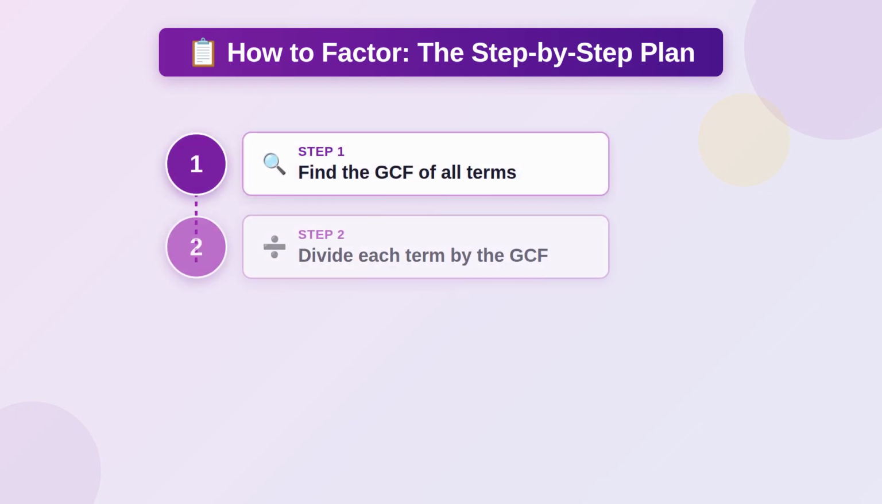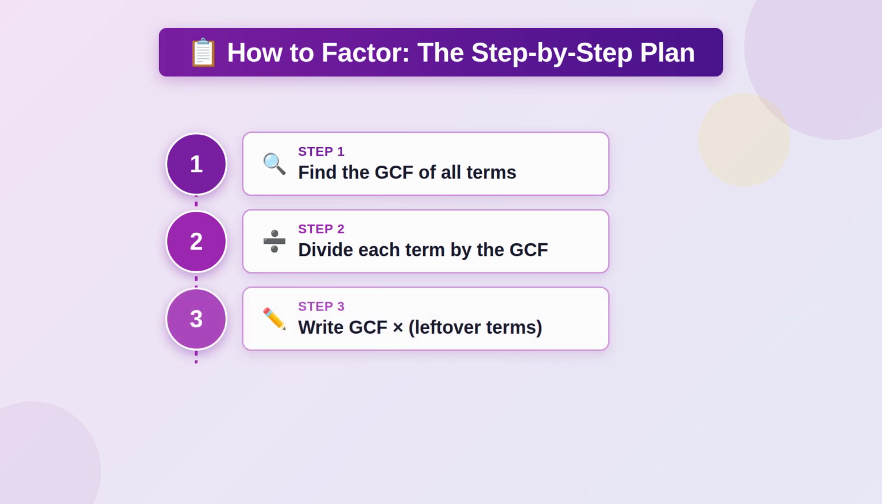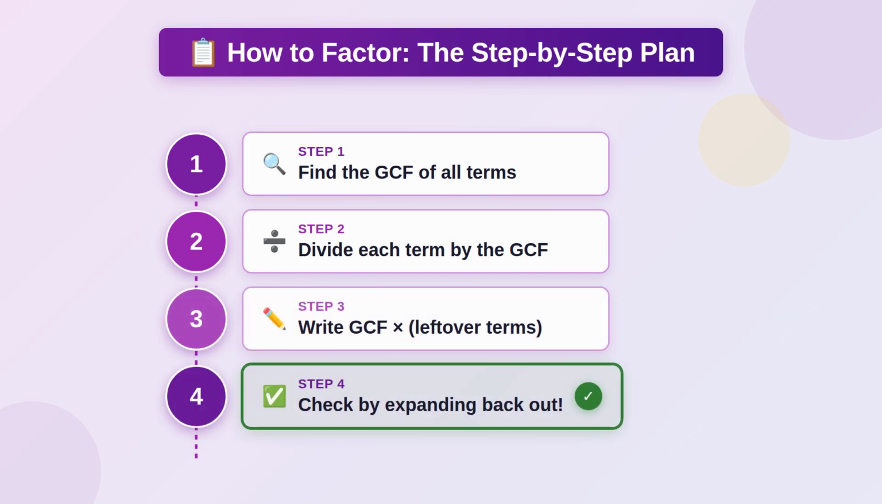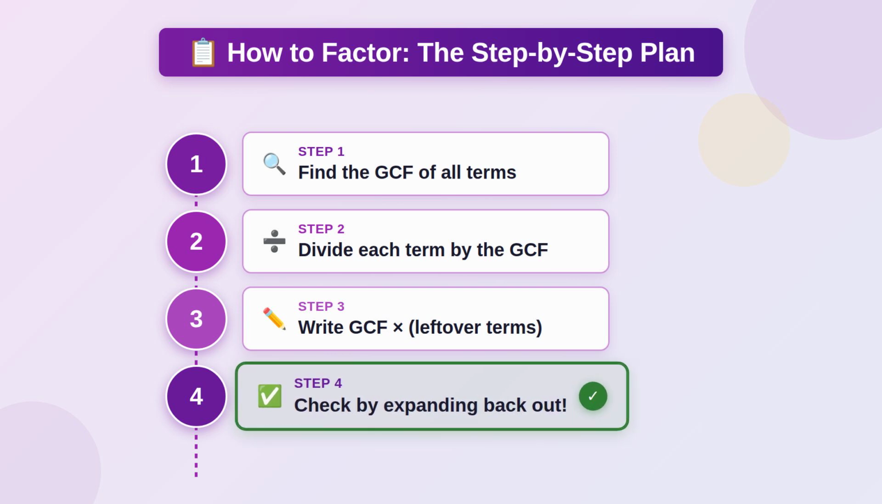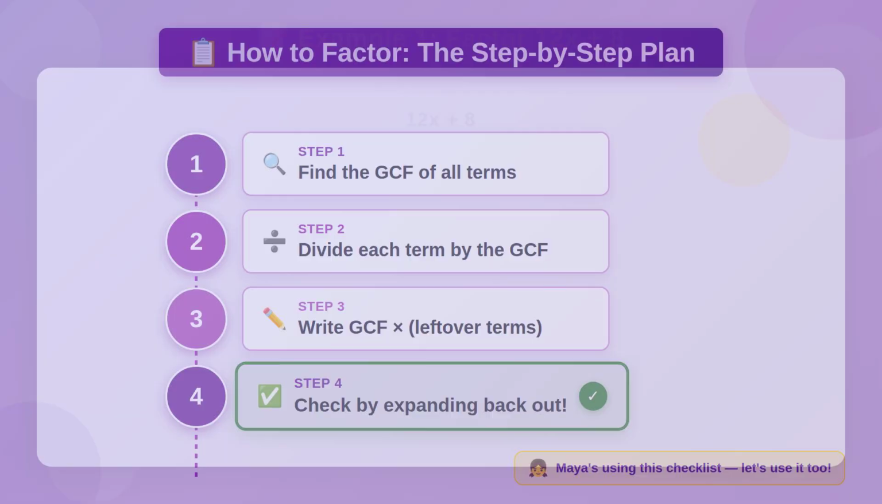Now let's talk about the game plan, your 4-step factoring strategy. Step 1, find the GCF of all the terms. Step 2, divide every term in the expression by that GCF. Step 3, write the GCF on the outside and put what's left inside parentheses. Step 4, and this is the one most students skip, check your answer by expanding it back out. If you multiply the GCF back through the parentheses and get your original expression, you nailed it. Maya's using this checklist right now. Let's use it too.